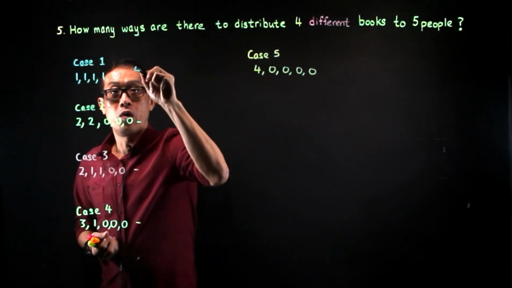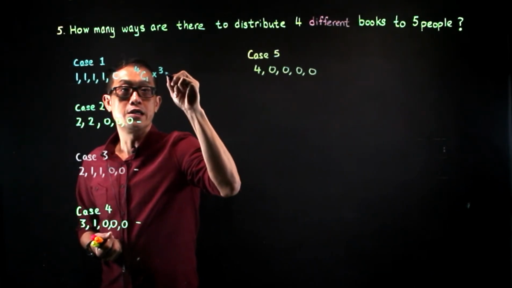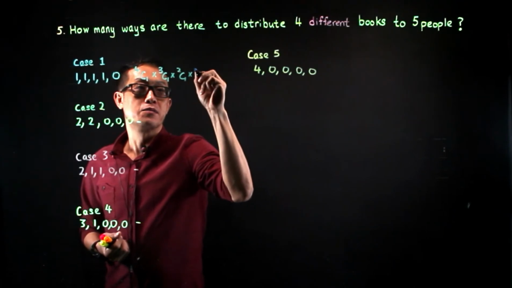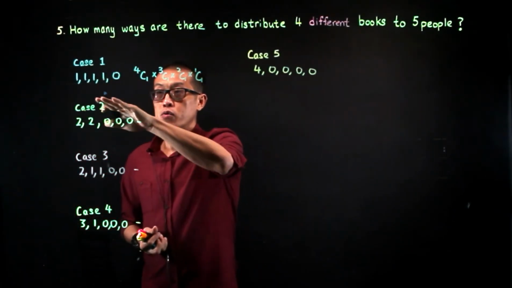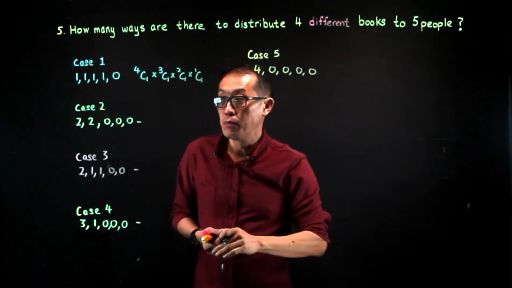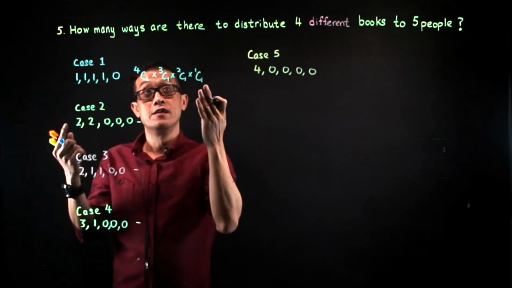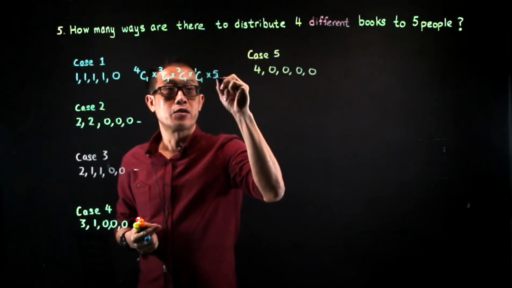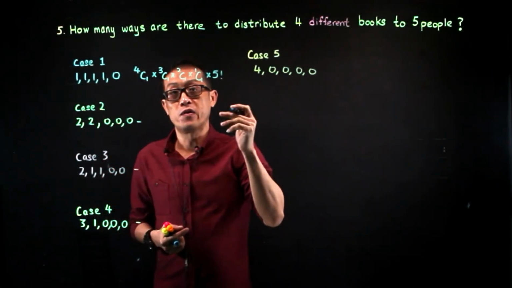It will be 4C1 times 3C1 times 2C1 times 1C1. Now then we need to permutate this. Now not forgetting the books are different, alright? It's not 1, 1, 1. The books are A, B, C, D. Okay? So you times 5 factorial. The books are different, so you don't need to divide by 4 factorial.